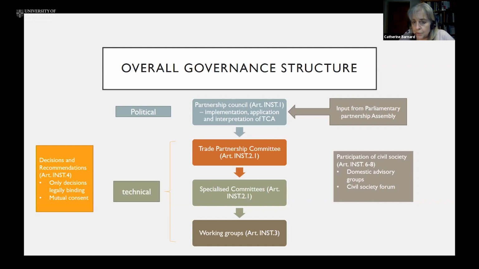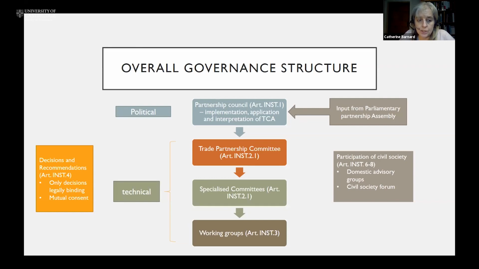There is a new body that's due to be set up, a Parliamentary Partnership Assembly, where the Parliament, namely presumably Westminster, will cooperate with the European Parliament. And there's also at least in theory, the participation of civil society. The question is whether these will be anything more than a talking shop, or whether they'll actually have some sort of important input function. These bodies, the Partnership Council and all of these committees and subcommittees, make decisions by mutual consent, because we are now moving to an intergovernmental model, not an EU model.